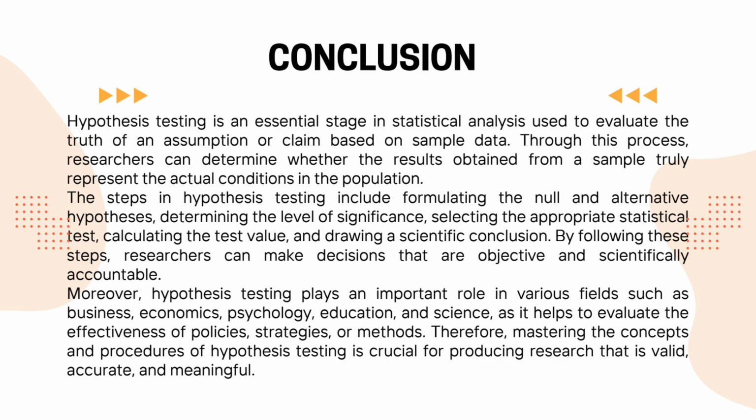The steps in hypothesis testing include formulating the null and alternative hypothesis, determining the level of significance, selecting the appropriate statistical test, calculating the test value, and drawing scientific conclusions. By following these steps, researchers can make decisions that are objective and scientifically accountable.